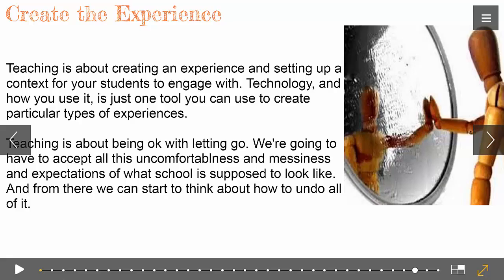Second, even if you're comfortable, you have to be okay with students not being comfortable, right? You have to expect that you will have students in your class that are not comfortable with what you're doing. But then on top of that, you've got to be okay with that, right?